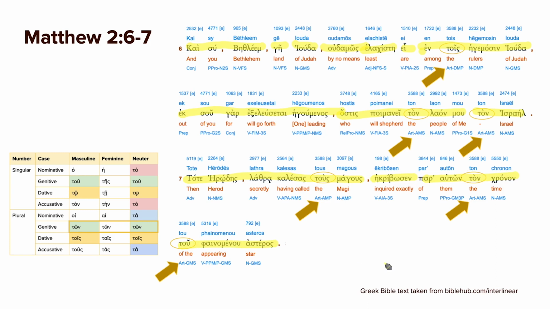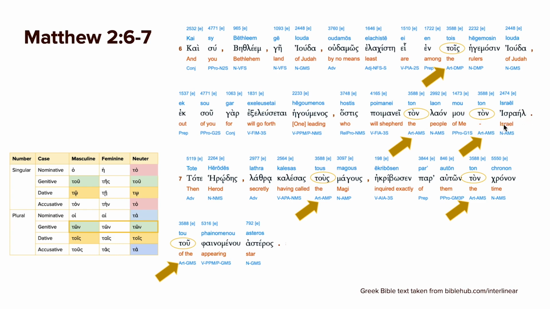All right, so let's talk about articles in this section. We have 6 of them. We have a dative masculine plural to go with the dative masculine plural rulers. So tois, dative masculine plural is tois. Hegemasen, the rulers of Judah. And then here we have accusative masculine singular to go with accusative masculine singular laon. So laon, ton laon. Accusative masculine singular ton is there.